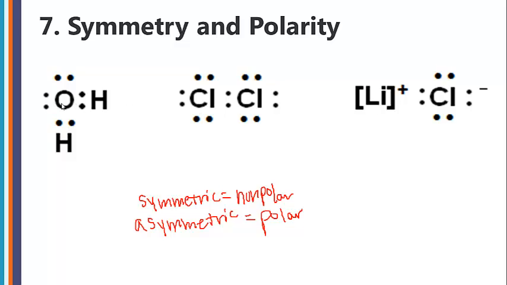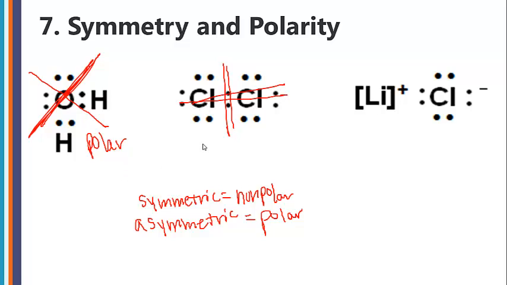So if we look at H2O, if I cut it in half this way, it's the same on both sides. But if I cut it this way, we can see that it's different, so this would be polar. And for Cl2, no matter how I cut this, it's the same on both sides, so this is nonpolar. And this one right here, if we cut it in half, it's different on each side, so we want to say polar, but look at the charges. You don't have charges in covalent compounds. So this is actually an ionic compound. Ionic is like an extreme case of polar.